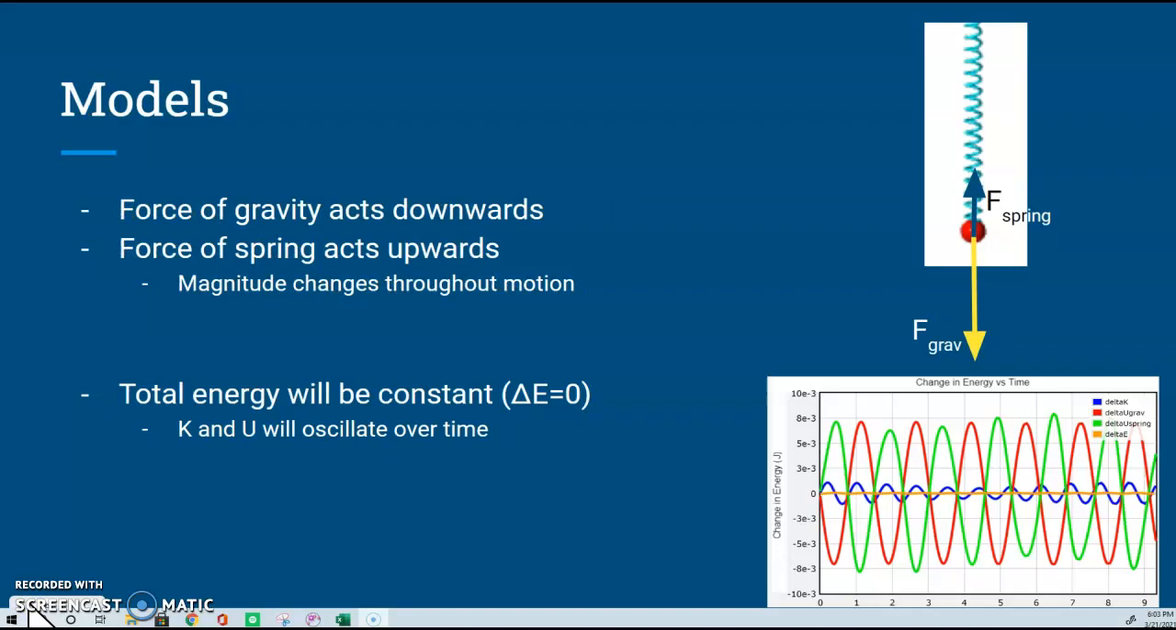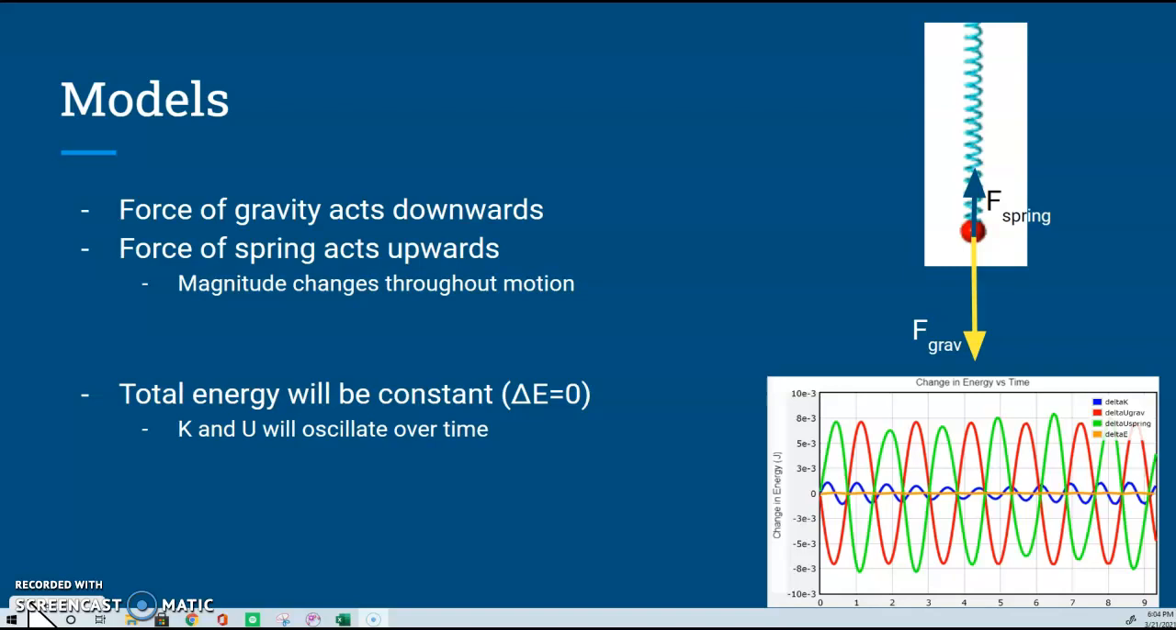As shown to the right, the force of the spring acts upwards while the force of gravity acts downwards. The force of gravity is always in the same direction with the same magnitude because the weight of the mass does not change. However, the force of the spring changes based on how far the spring is stretched or compressed. The difference between the relaxed length, L0, and the instantaneous length of the spring changes the magnitude of the spring force. This means that the spring force is greatest in magnitude when stretched or compressed to the maximum.